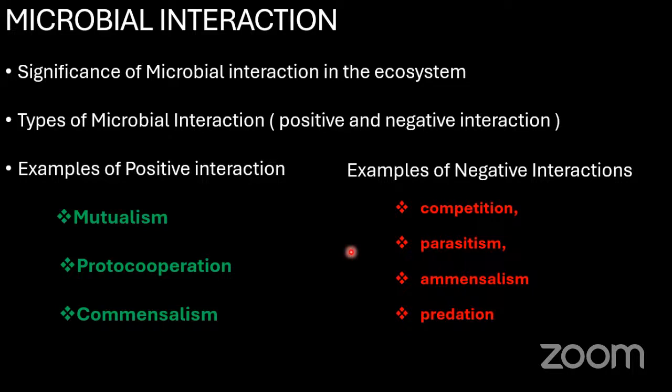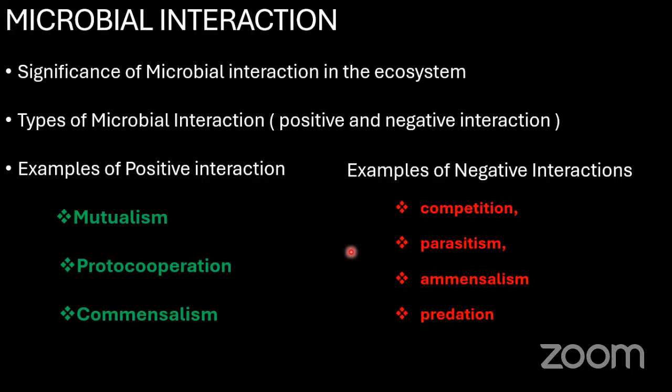Amensalism is an interaction where an organism produces a substance in the environment and it kills another organism. An example is antibiotic-producing bacteria. They produce antibiotics in the environment, and these antibiotics usually lead to the death of other organisms.